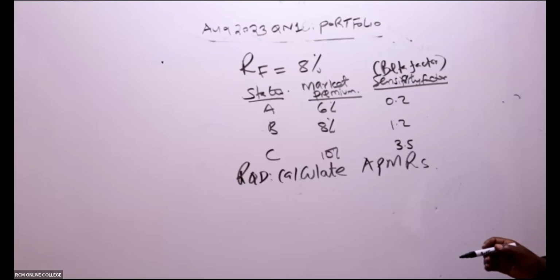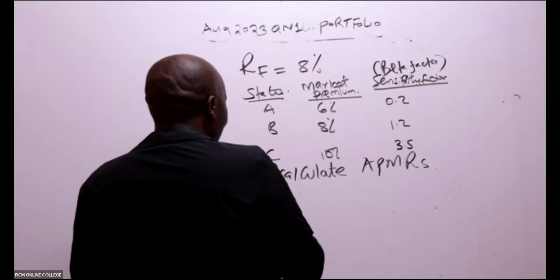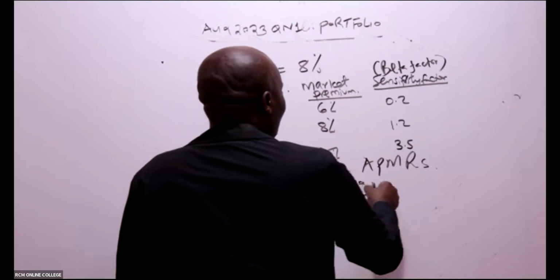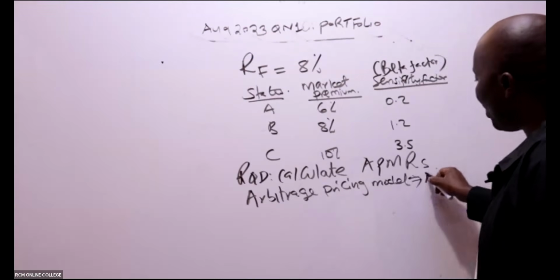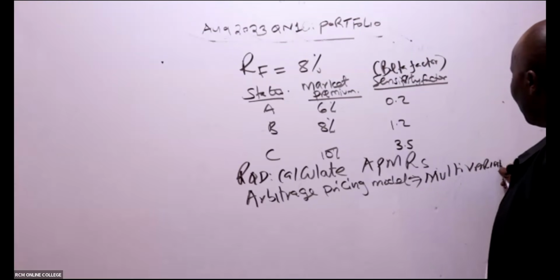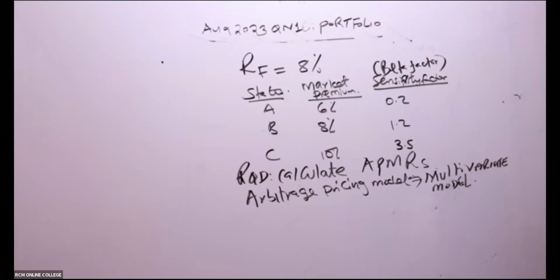Remember, APM stands for what, ladies and gentlemen? APM stands for arbitrage pricing model. It is a multivariate model. We have many variables. So calculate APM returns of a security.